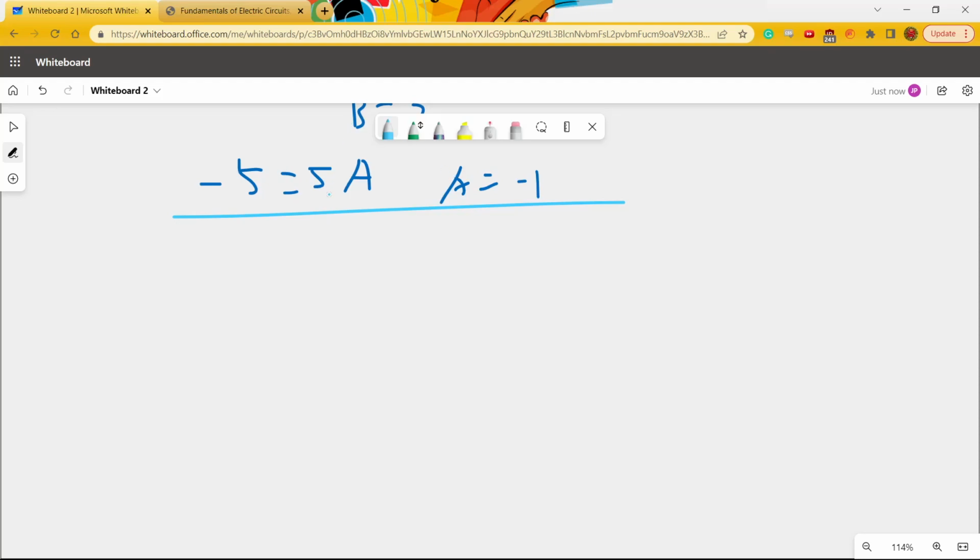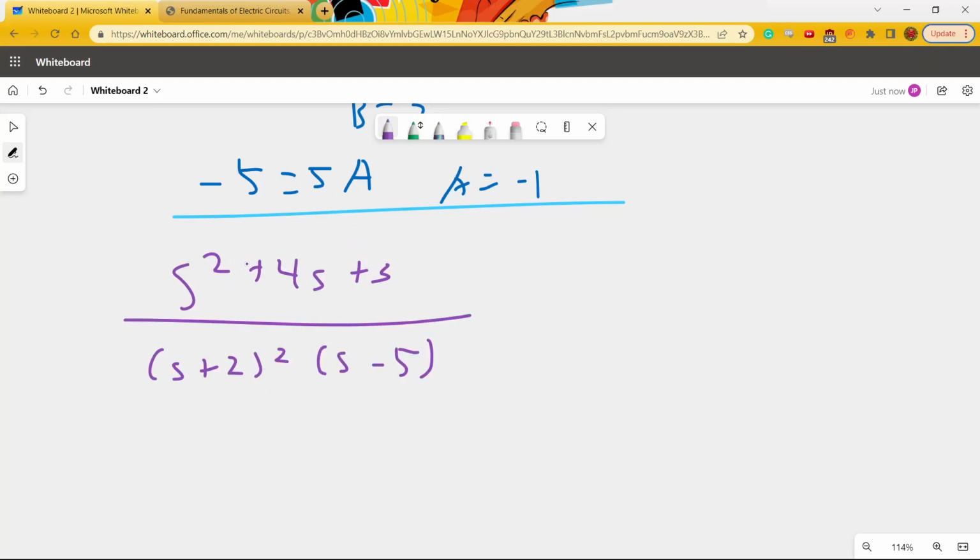These are mainly involved in how you set up your final system of equations. For example, suppose you have the following partial fraction, s squared plus 4s plus 3 over s plus 2 squared times s minus 5. If you have a fraction that looks like this, you have to deal with this repeated factor. In order to deal with the repeated factor, you need to introduce two expressions for that factor.